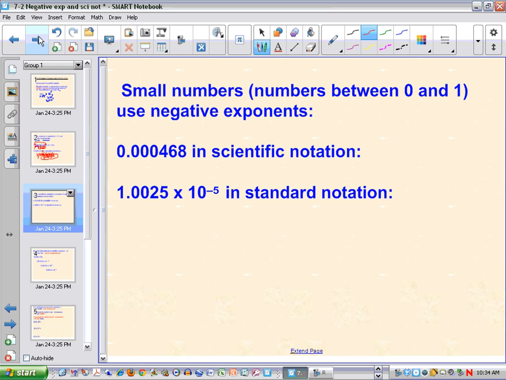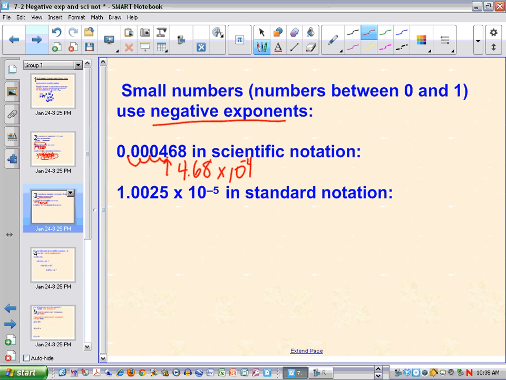All right. Small numbers. Small numbers, numbers between 0 and 1, are going to use negative exponents. So if it's a number between 0 and 1, you know you're going to have a negative exponent. For instance, 0.000468. So first, let's create a number between 1 and 10. If you said to put the decimal here, you would be right. So that's 4.68, a number between 1 and 10. So times 10 to the, well, we already know it's negative because it's a small number. Let's count and see how many it is here. 1, 2, 3, 4. Done.